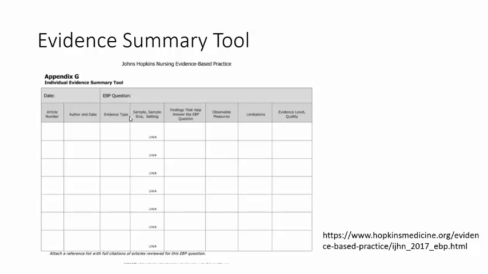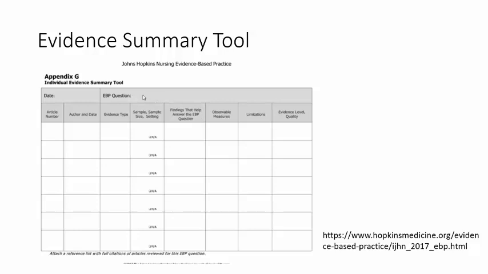If you want to get into it, you can say it's a qualitative study using grounded theory methods. Or you could say it's a quantitative study using quasi-experimental design. So that's where all that goes in there. Sample and setting you can find in the methods section. Findings that help answer the EBP question.